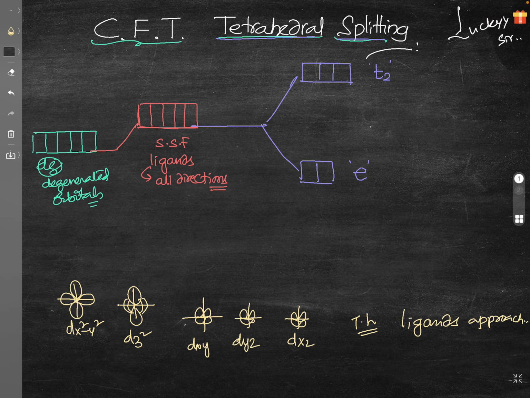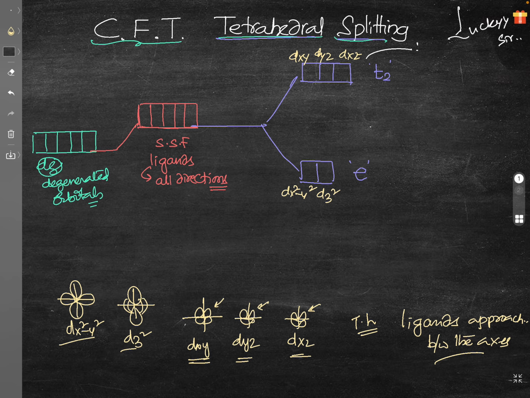If you understand this, things will be easy. Ligands approach between the axes. Now, which orbitals are present between the axes? These are present between the axes: dxy, dyz, dxz. That's why their energy increased. Comparatively, dx square minus y square and dz square will have lesser energy. Exactly opposite to octahedral splitting. In octahedral, ligands approach along the axis. Here, ligands are approaching between the axes.